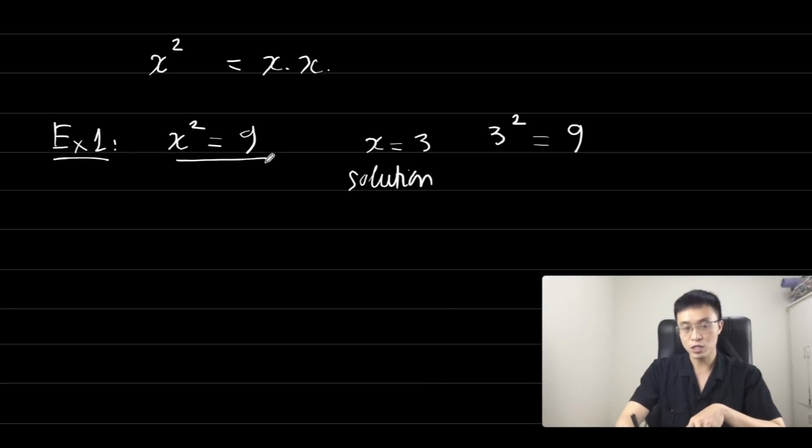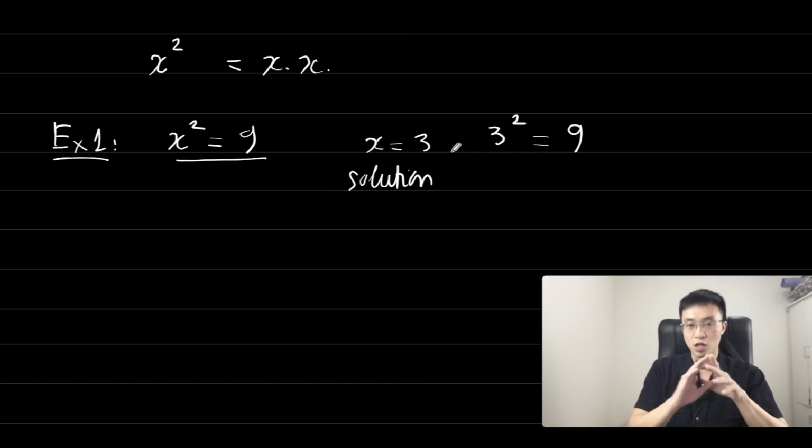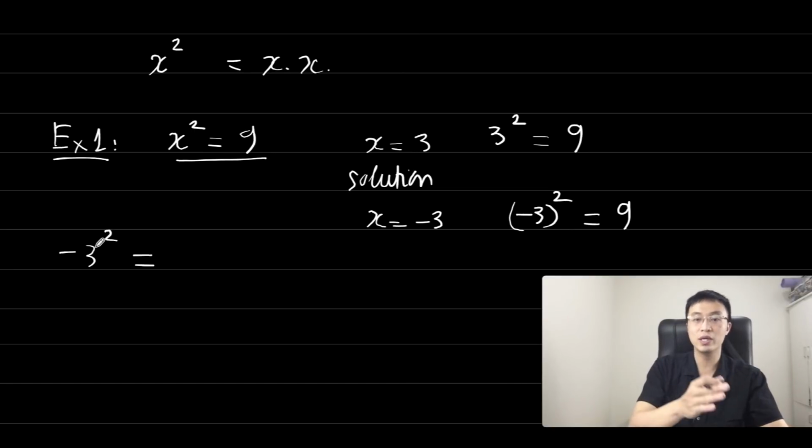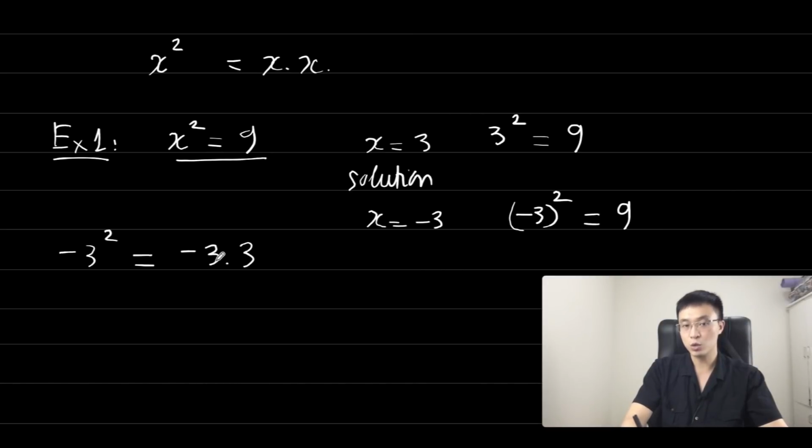of this equation. But x equal to 3 is not the only solution for this equation, because x equal to -3 also gives 9. With -3 inside the parentheses and the square outside, it's also equal to 9. But if you write it like this, the square applies only to 3, multiplied by itself, and we put the negative sign outside. So we have -3 multiplied by 3.